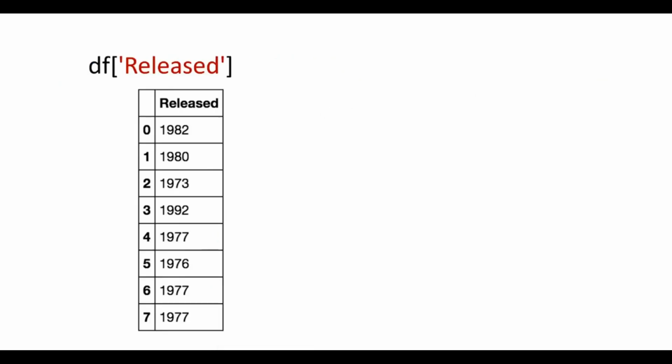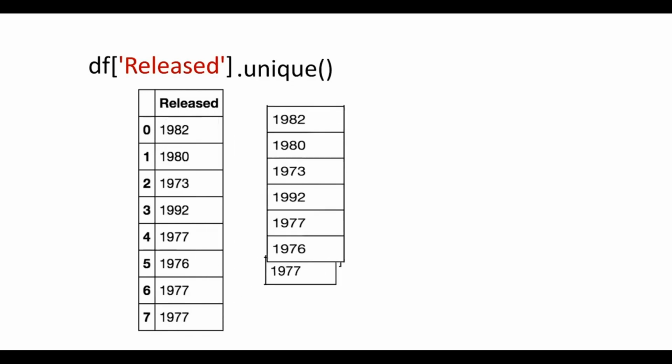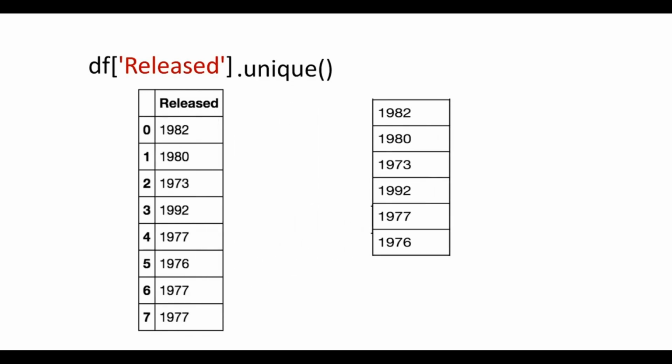Let's say we would like to determine the unique years of the albums in the data set. We enter the name of the data frame, then enter the name of the column Released within brackets. Then we apply the method unique. The result is all of the unique elements in the column Released.